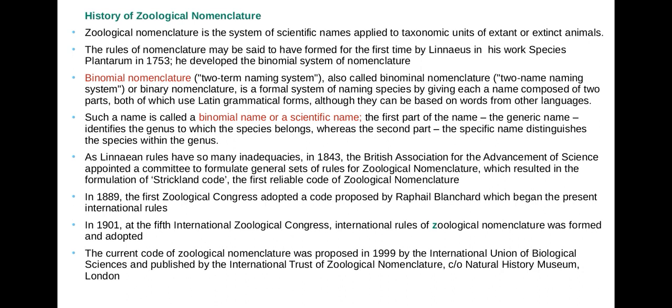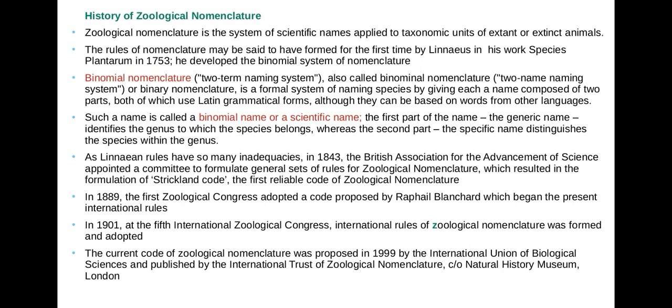As Linnaean rules have so many inadequacies, in 1843, the British Association for the Advancement of Science appointed a committee to formulate general sets of rules for zoological nomenclature, which resulted in the formation of the Strickland Code, the first reliable code of zoological nomenclature. In 1889, the first Zoological Congress adopted a code proposed by Raphael Blanchard, which began the present international rules. In 1901, at the Fifth International Zoological Congress, the international rules of zoological nomenclature were formed and adopted.